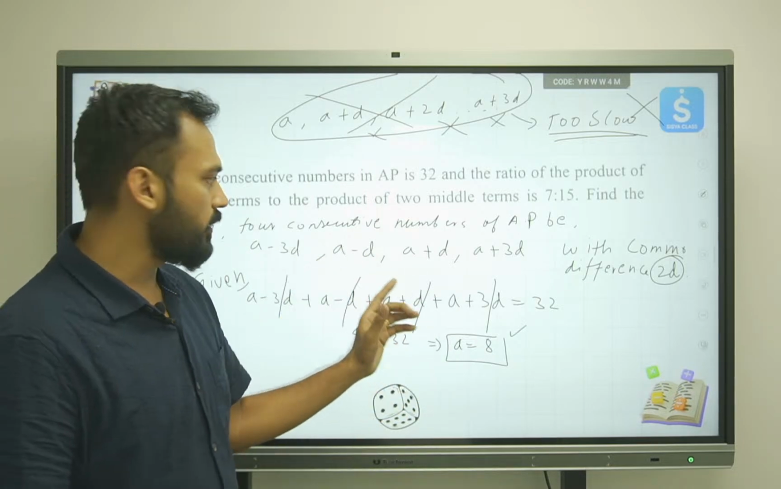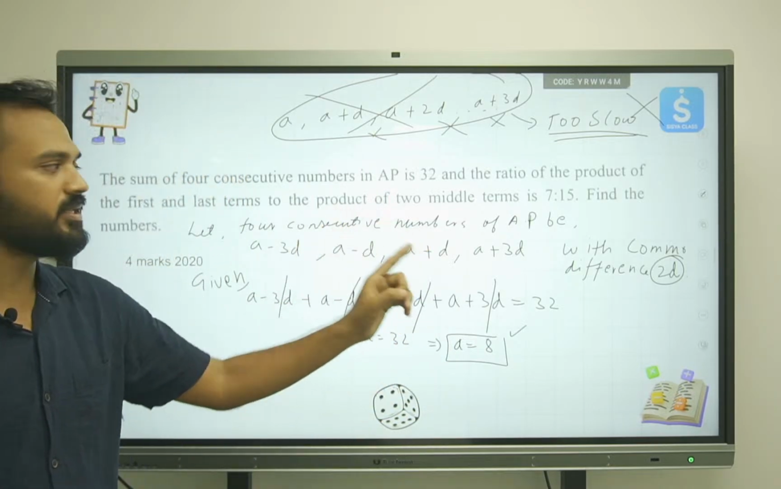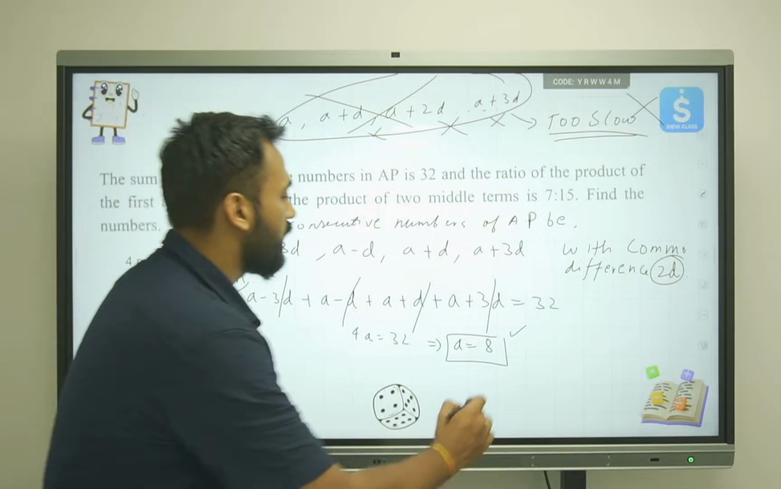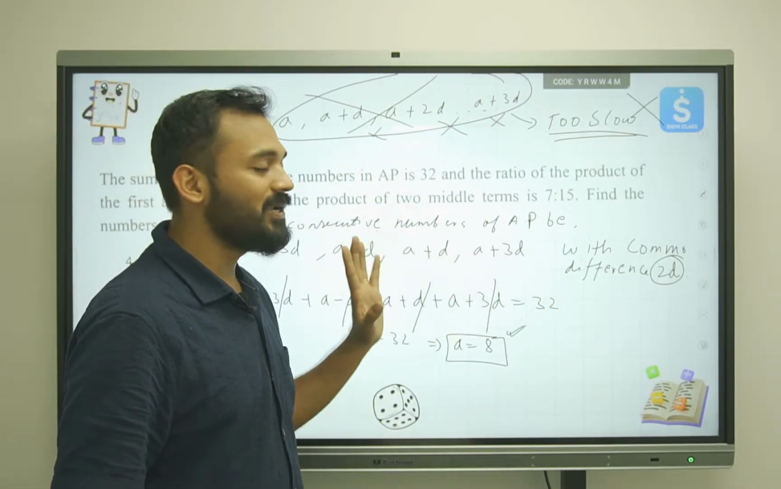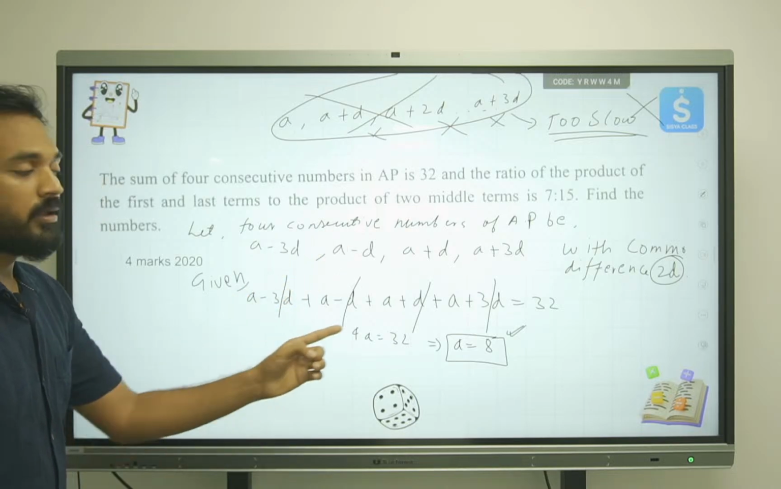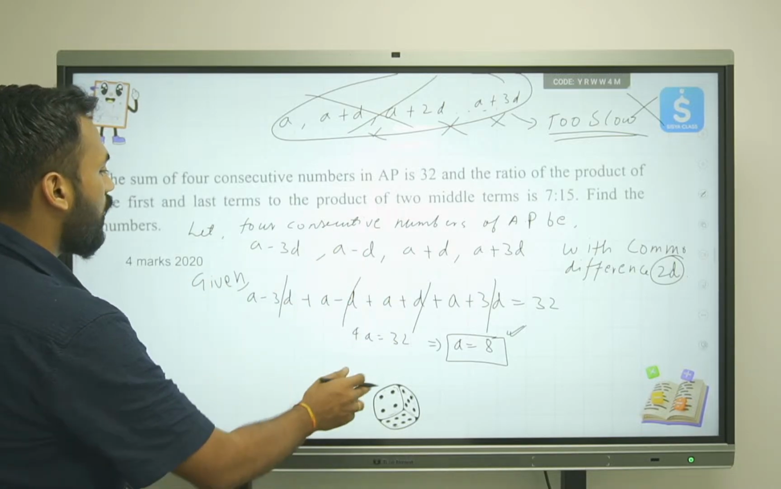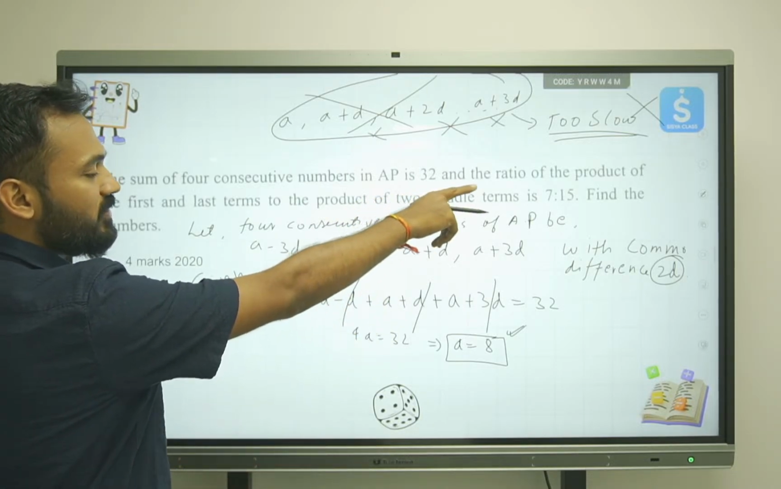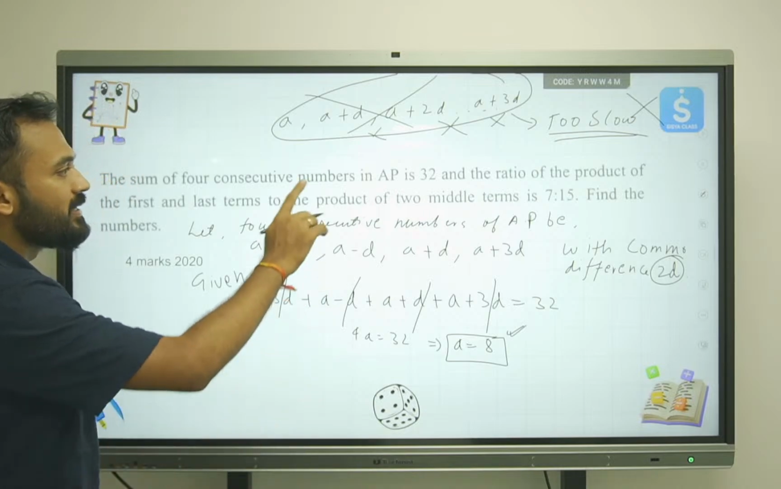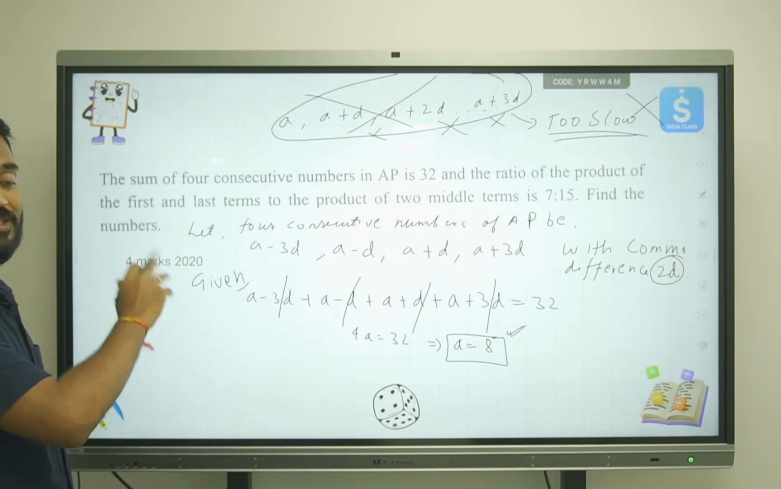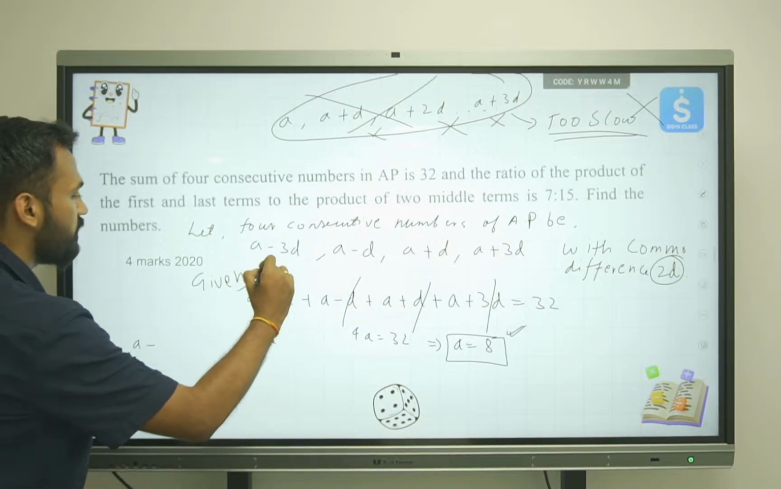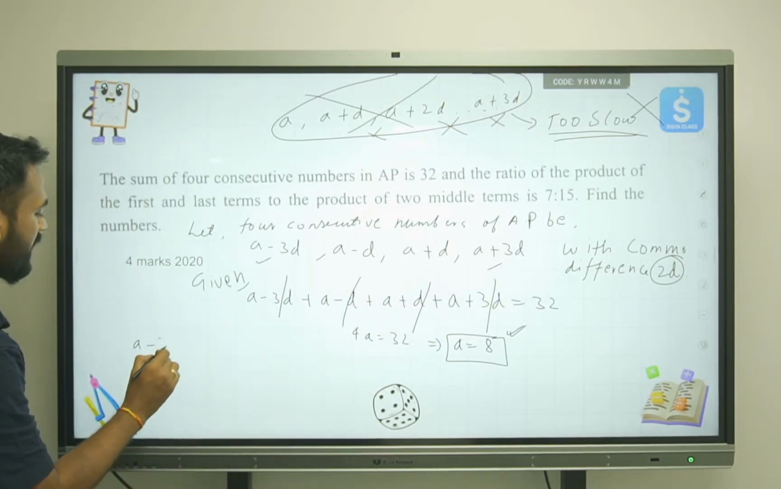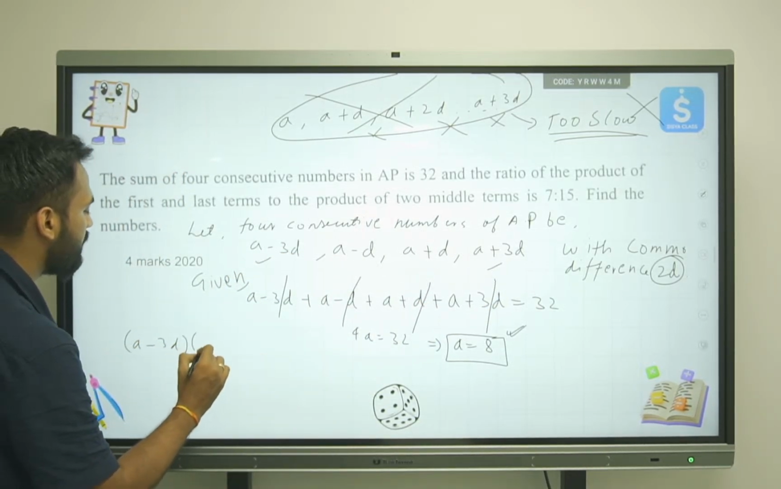The other numbers are A minus D, A plus D, A plus 3D, A minus 3D. So you have got the value of A, but you have not got the numbers yet. We need to find the other variable D so that we can find all 4 numbers. Let's see the next condition given. The ratio of the product of the first and last terms: first is A minus 3D, last is A plus 3D, multiplied.